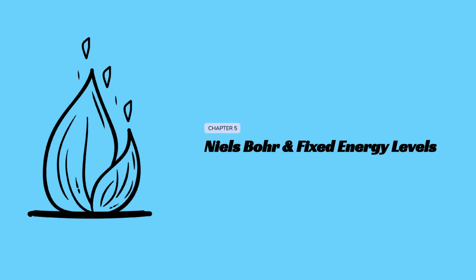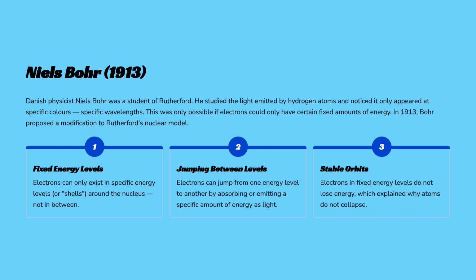These challenges lead us to Chapter 5, Niels Bohr and the introduction of fixed energy levels. In 1913, Niels Bohr modified Rutherford's model. He proposed that electrons occupy fixed energy levels, or shells. By jumping between these specific levels, electrons explain both the stability of atoms and the characteristic light they emit.